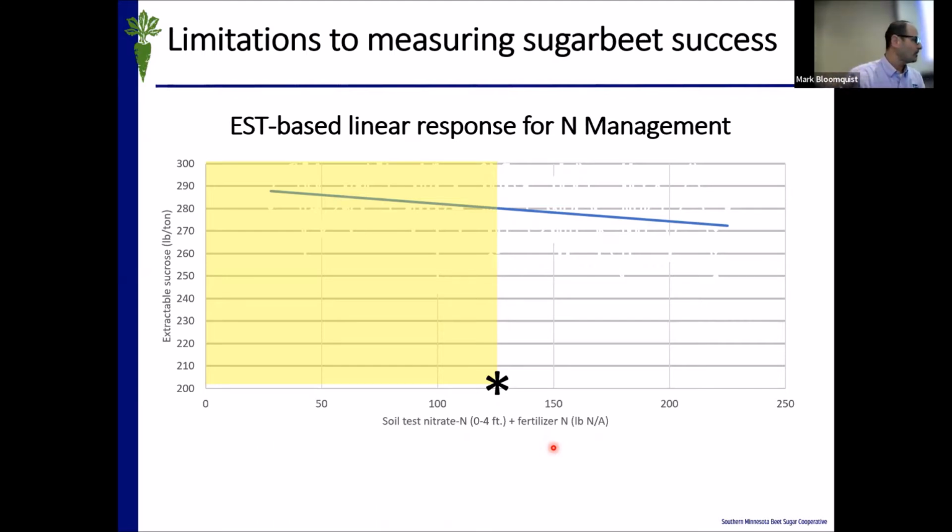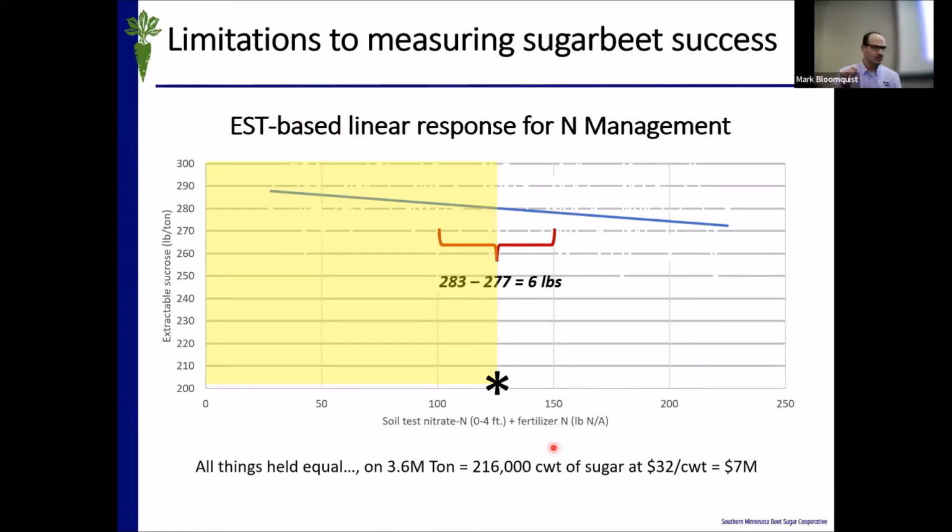But what do we know now? We have opened the window, freedom to operate, right? So you guys know that we have our new nitrogen recommendations that float somewhere between that 100 to 110 all the way up to 150. I just want to use this point to talk about how important extractable sucrose per ton is. Because if we just use the extractable sucrose per ton at the 100 side versus the 150 side, there's 6 pounds of extractable sucrose per ton in there. If we were able to hold all things equal across 3.6 million tons, that would be about 216,000 hundredweight of sugar, if I did my math correct, at $32 per hundredweight, about $7 million.